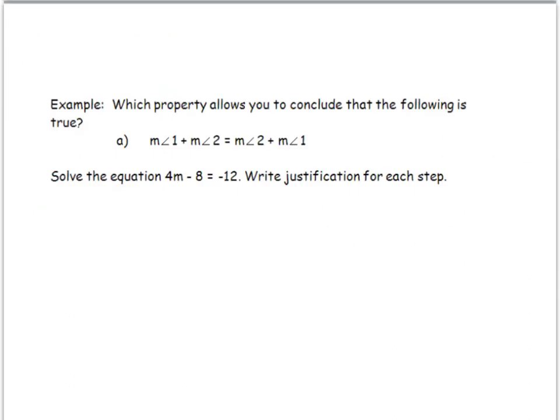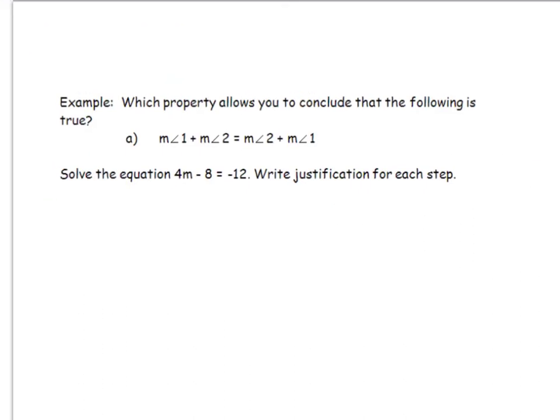All right, there are 2 examples actually here, you guys. The first one is up here. It says, which property allows you to conclude that the following is true? Measure of angle 1 plus the measure of angle 2 equals the measure of angle 2 plus the measure of angle 1. Well, I have 2 things here being added to each other, and I'm saying it doesn't matter which order I add them in, I'm going to get the same answer. Hopefully you realize that this is your commutative property.